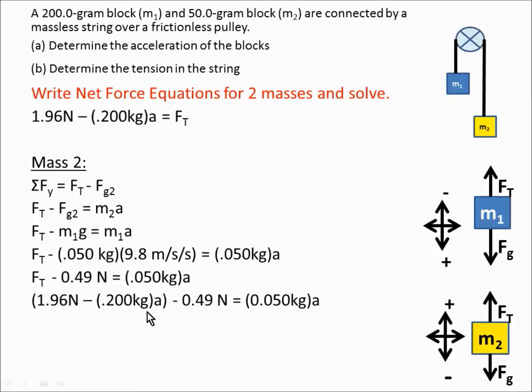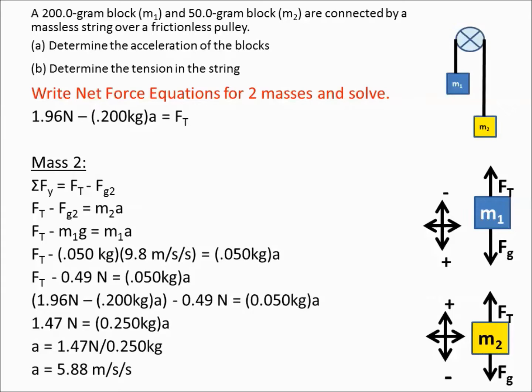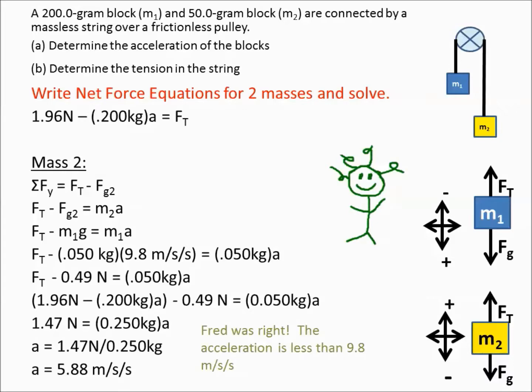Now we have a problem that only has one variable, and that is A. We can get A by itself by doing some subtraction and division, and we get an acceleration of 5.88 meters per second squared. So Fred was right. Acceleration is less than 9.8 meters per second squared. And that's because we had a tension pulling against the force of gravity.